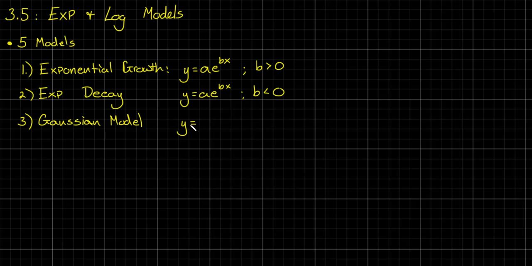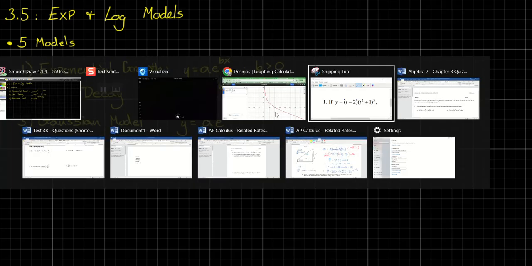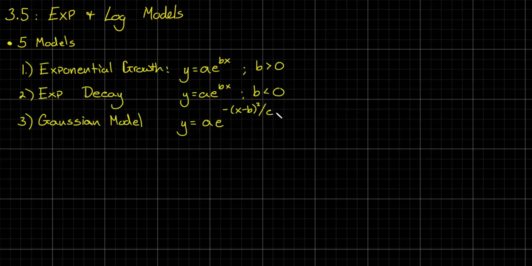G-A-U-S-S. Okay, the Gaussian model will look as follows. A e to the negative, and there's a fraction up here that's ugly, (x minus b) squared over c. And this is the nicer version of it that I'm about to show you, but I'll let everybody get that again. A e to the negative (x minus b) squared over c.